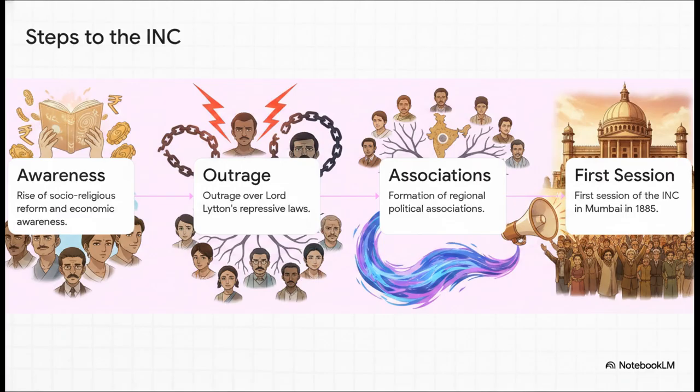And listen closely, a highly testable precursor you must know for your exams is the Indian Association of Calcutta, founded by Surendranath Banerjee. Finally, these regional groups organically merged into Step 4, the monumental first meeting of the Indian National Congress in Mumbai in 1885. The scattered, frustrated voices of India were finally speaking through one powerful, unified megaphone.